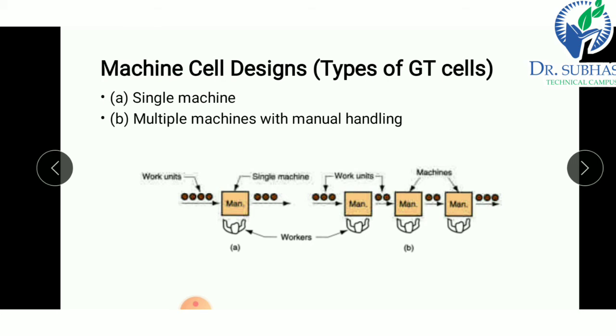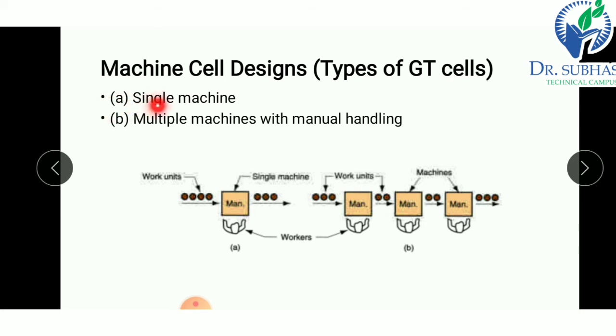Okay, so let us discuss machine cells. A machine cell means it is a place where machines are kept. And now the types of group technology cells. So here we will discuss 5 types of machine cell.